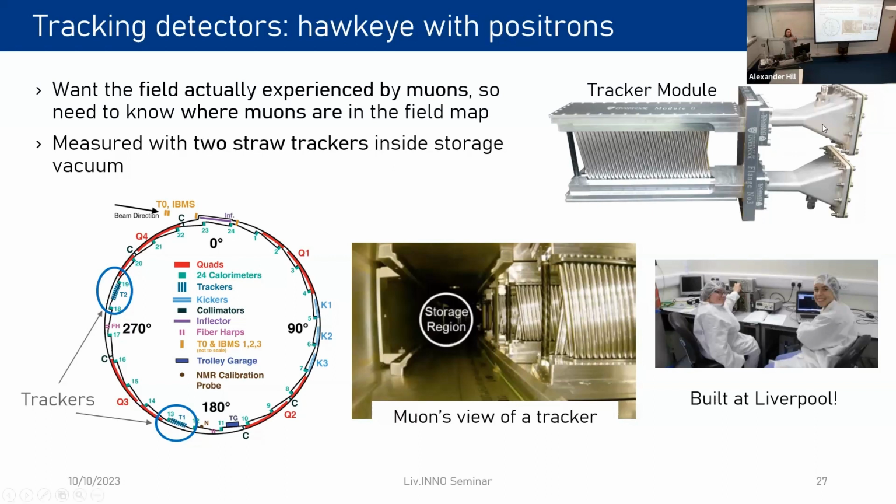And we have many, many layers of these straws so that we can look at the trajectory of the positron coming in. And this is important because from the calorimeters, you don't get very good resolution of the actual muon beam. So you know how many positrons it was emitting, but you don't know where they came from. So we need to use the trackers to do that.